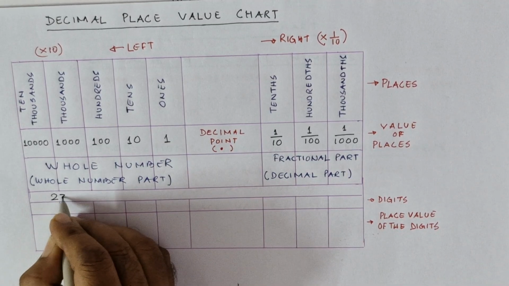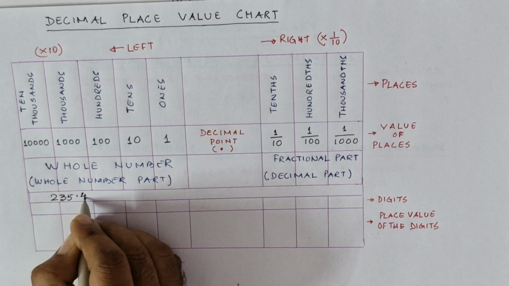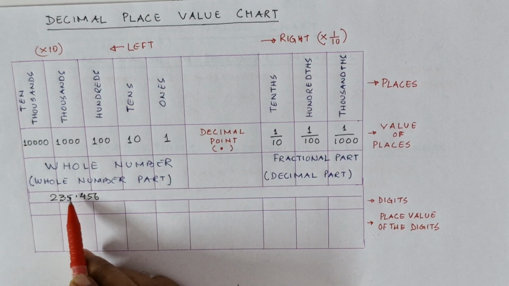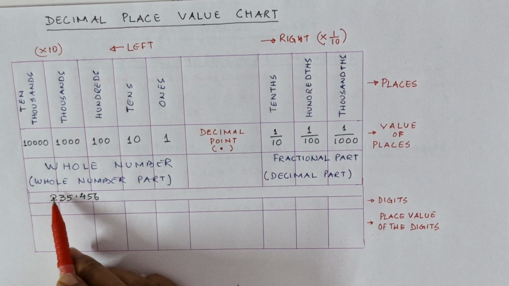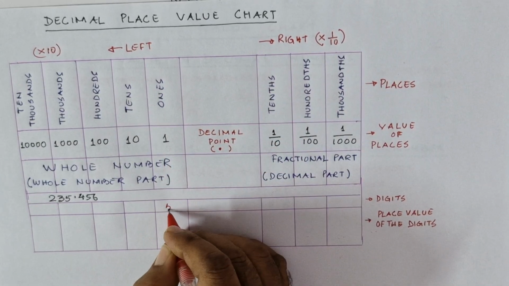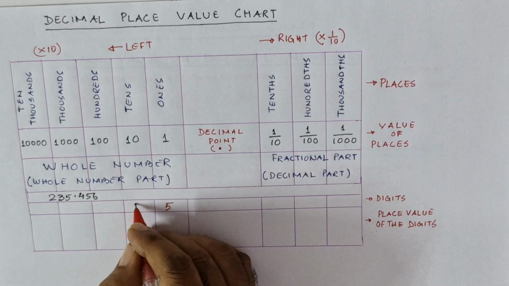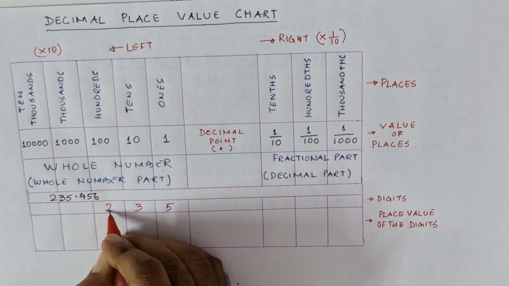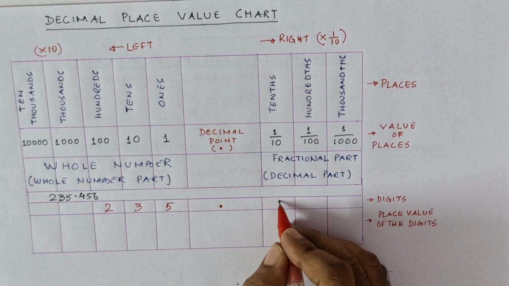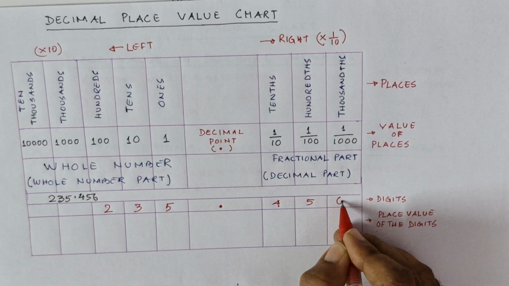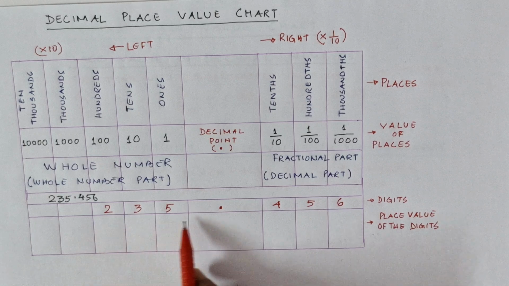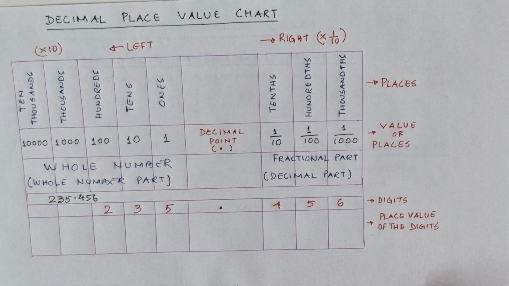235.456. So we have taken a number, right? So 2, 3, 5. So 5 is ones, 3 is hundreds, and 2 is thousands. So we'll write it: ones, so we'll write 5, then 3, then 2. So 2, 3, 5. Here comes the point, so write the point here. Then write 4, 5, 6. Got it? So we have written the digits of the particular example that I have shown you.